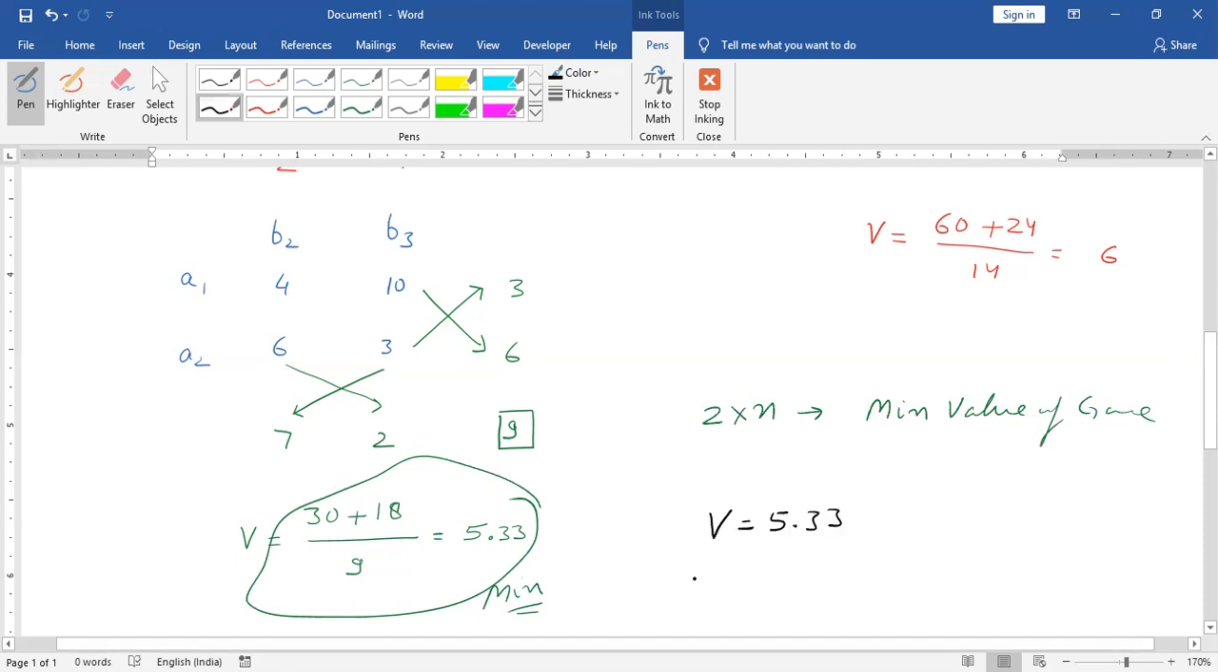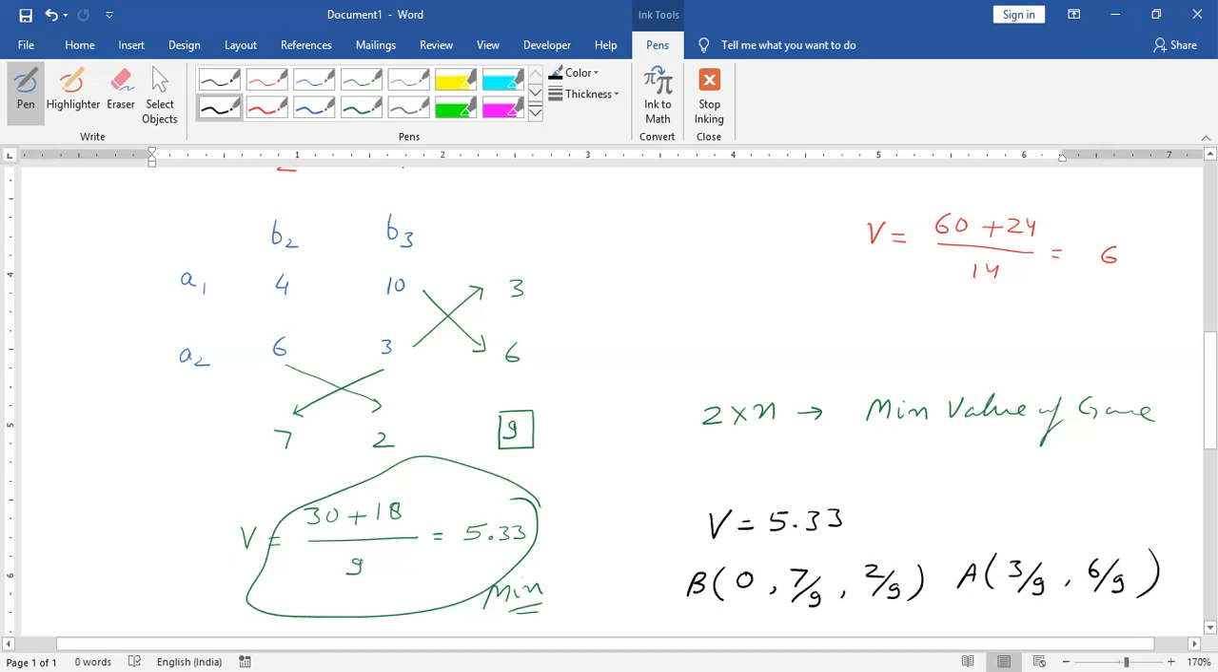5.33. And if we're talking about strategies, we have three strategies with player B: B1, B2, B3. But in this combination, B1 is not there. So the strategy is 0. Below B2, the difference is 7, so 7 by 9, and another is 2 by 9. If we're talking about player A, player A has two strategies, A1 and A2. That is 3 by 9 and 6 by 9. So this was a method of what?